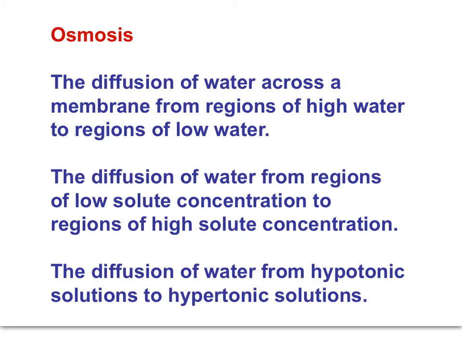So osmosis can be described using language in three different ways. It's the diffusion of water across a membrane from regions of high water to regions of low water. Or it's the diffusion of water from regions of low solute concentration to regions of high solute concentration. Or it's the diffusion of water from hypotonic solutions to hypertonic solutions. Now, this last statement uses language that I've not yet used in this movie. Let's look at these terms, hypotonic and hypertonic, more closely.